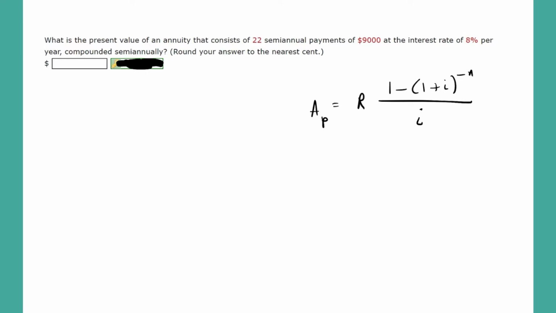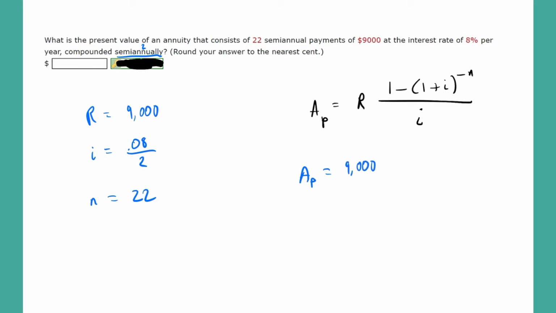So we want our regular payments to be $9,000, which is a lot of money. R is 9,000, and our interest is I equals 0.08 divided by the number of times we're compounding per year, which is semi-annually. That means 2, so divided by 2. And then the number of payments, it tells you that we're going to make 22 semi-annual payments, so basically 22 total payments. So that would be 22. So plugging in all these values, we should get 9,000.